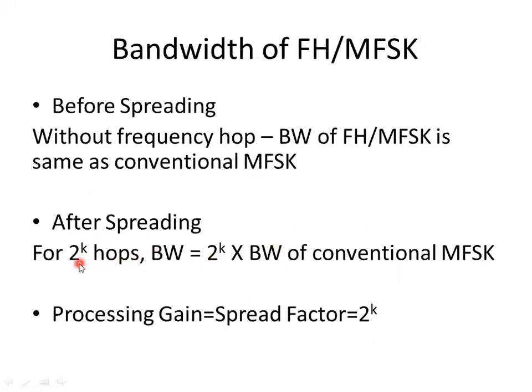So after spreading for 2 power k hops, the bandwidth will now be 2 power k multiplied by the bandwidth of the conventional MFSK. So processing gain, which is the spreading factor, is the bandwidth after spreading, which is given by this expression, divided by the bandwidth before spreading, which is given by this. So naturally, processing gain is now 2 to the power of k.